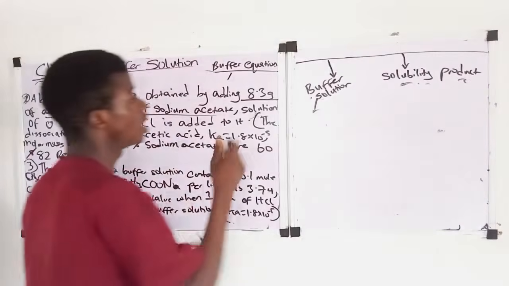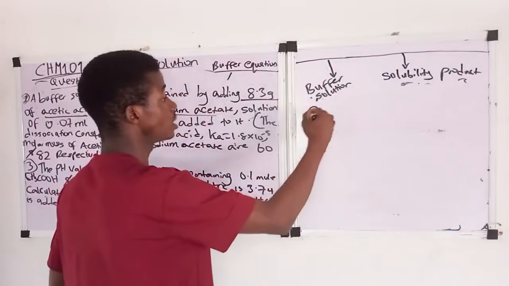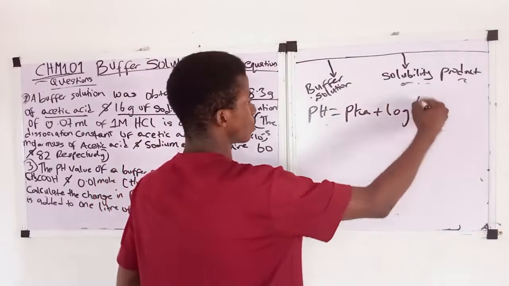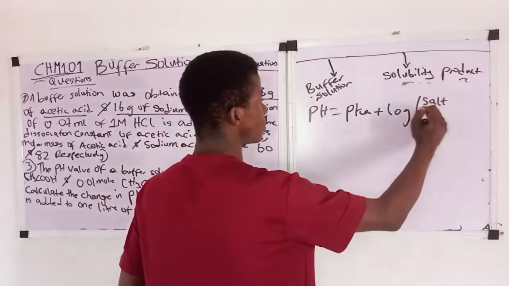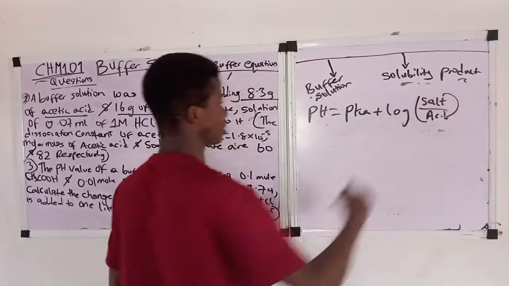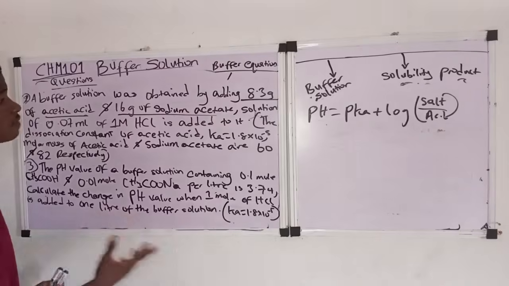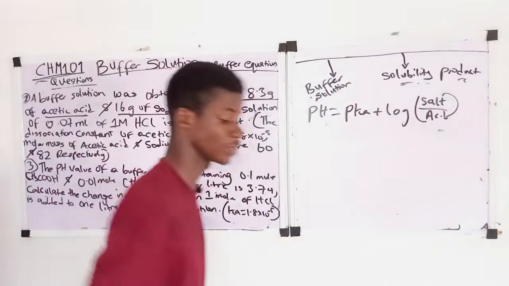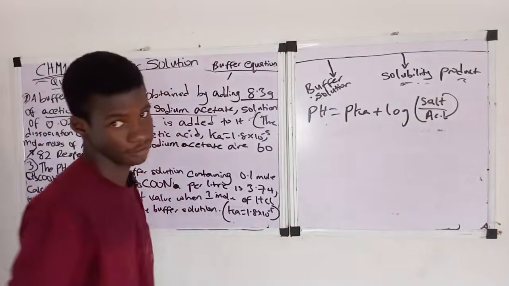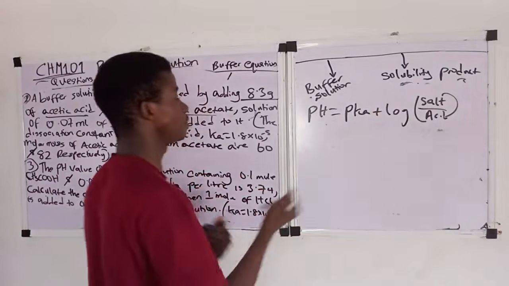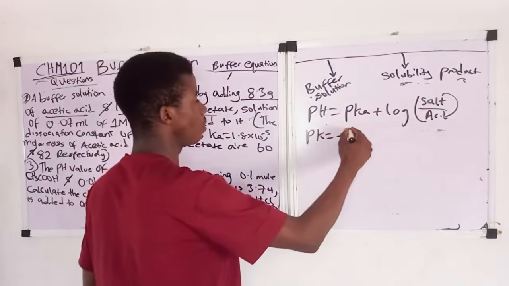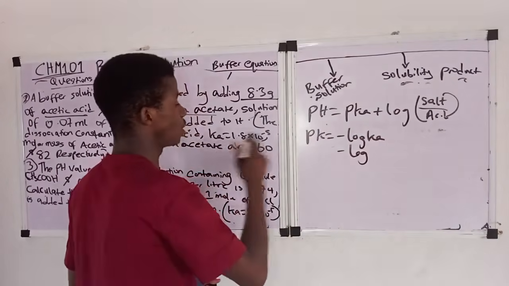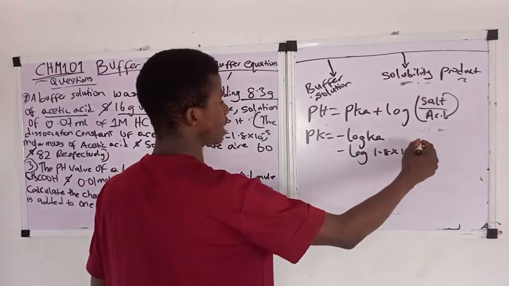the buffer solution. Remember, the pH of the buffer solution is equal to pKa plus log of the mole of the salt divided by the mole of the acid. If you look at it very well, they give us Ka to be 1.8 times 10 to the minus 5. So let's look for pKa first. Remember pKa is equal to negative log of Ka, which is negative log of 1.8 times 10 to the minus 5.